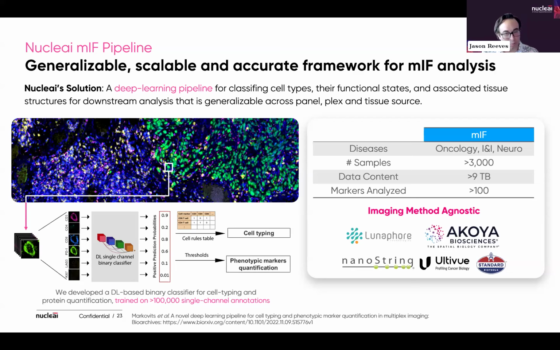Okay, so a lot of folks are thinking about it, not fully embedded yet, and that's probably what I expected here, that you're looking into this and thinking about where you might be able to deploy MIF. So what we've built is a deep learning pipeline that takes multiplex immunofluorescence images, deconvolves them into their individual channels, and creates automated cell typing and phenotypic quantification of each of the channels that are present within the data set.